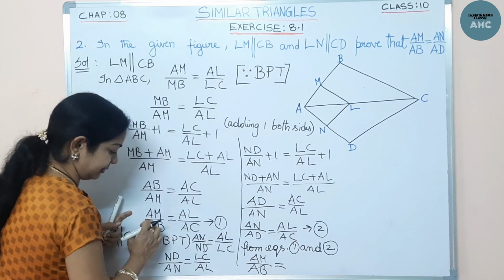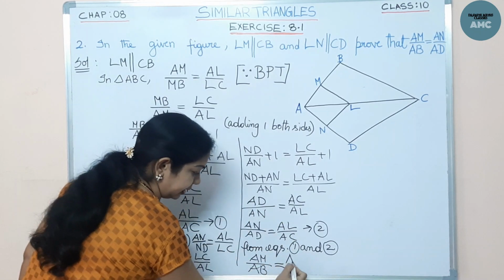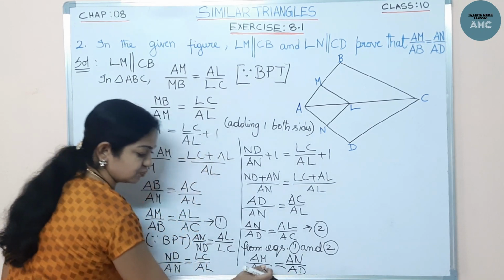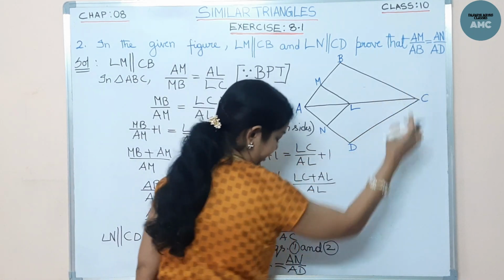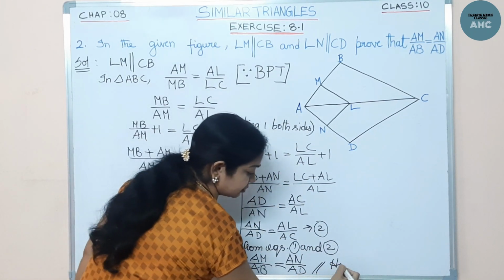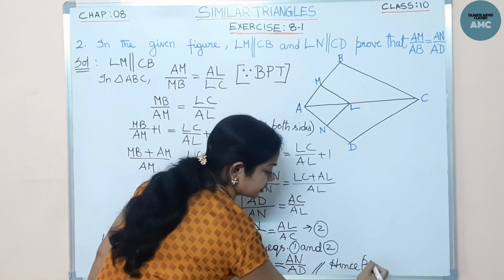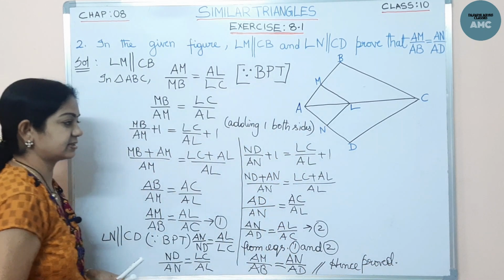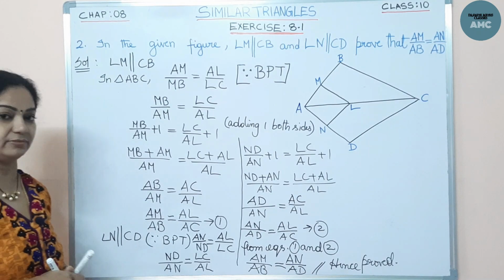That means the LHS part I am equating here: AN by AD. So this is what we have to prove here. AM by AB is equal to AN by AD. Hence proved. So likewise, using the basic proportionality theorem, we can solve all the problems in this exercise. Quickly pause the video and note it down.